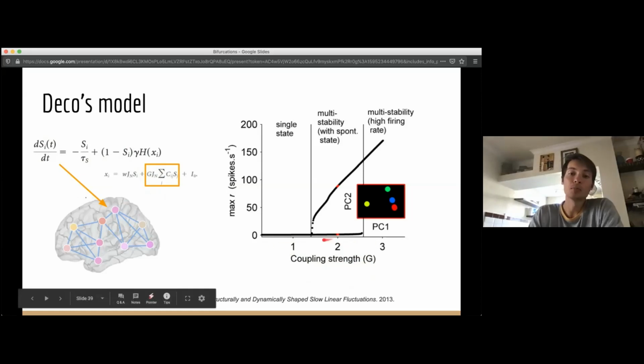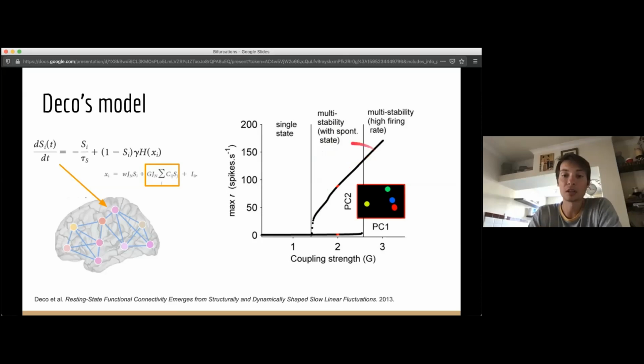coupling strength, they observed that the system undergoes 2 bifurcations, as we can see from this bifurcation plot that I hopefully already showed how to read. And you can see that there are in particular 3 different areas of this plot with the single state, where all the nodes send a very low number of spikes per second. Then there's a multi-stability where each node sort of switches back and forth from this high firing rate regime to the low one. And then we have also a high firing rate state.